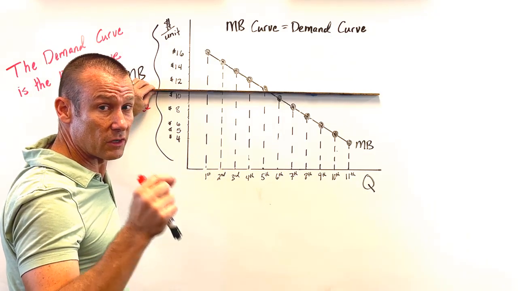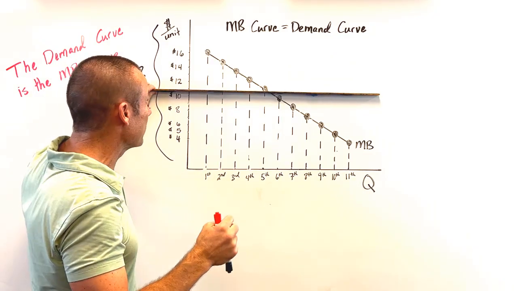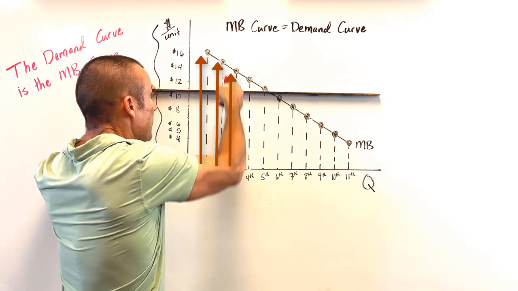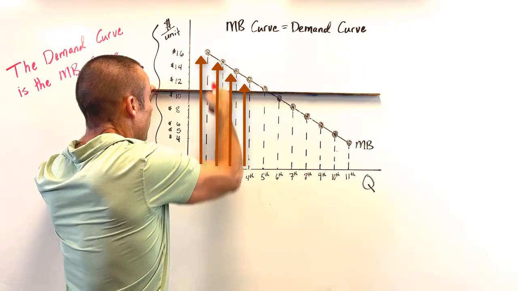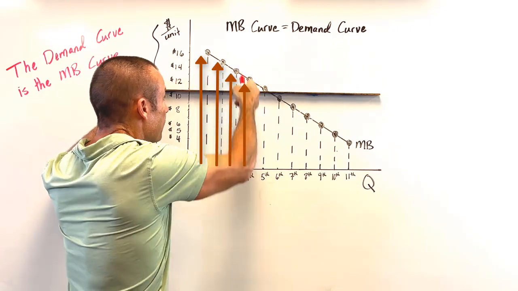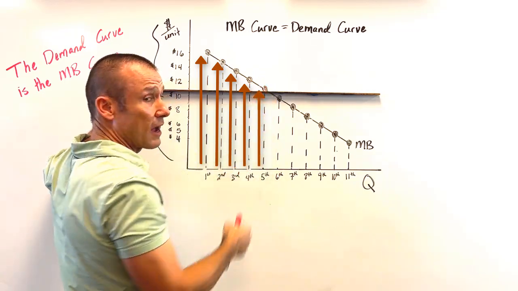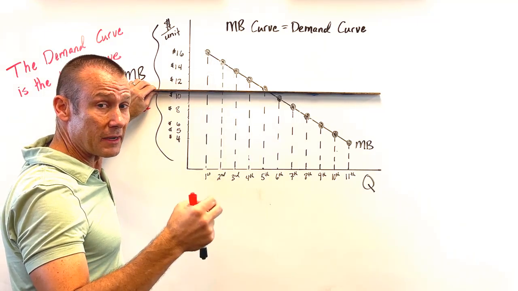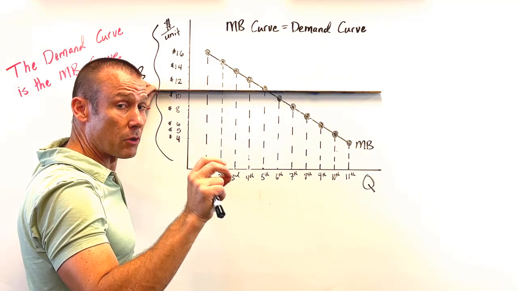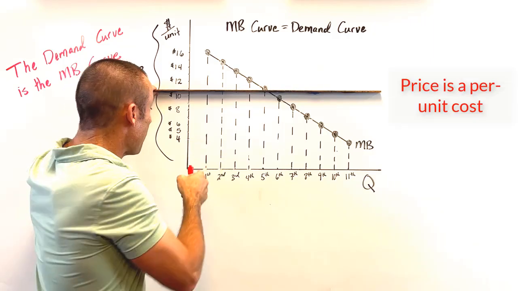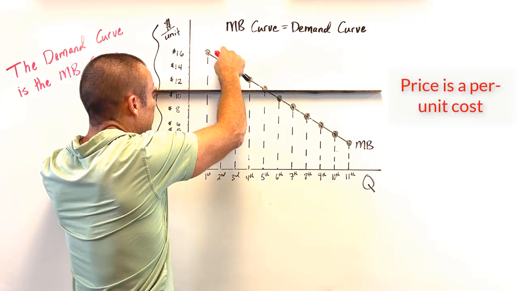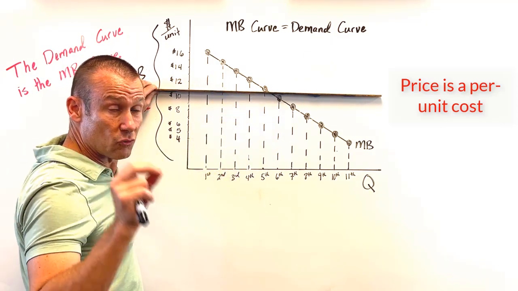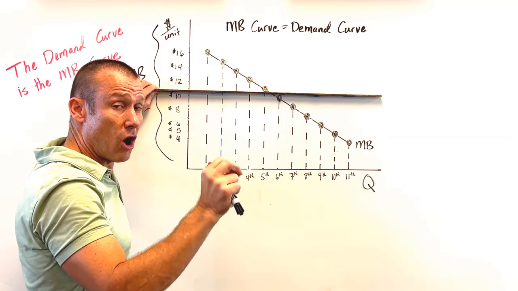How much of this good is going to be bought at that price? Well, the first good is definitely going to be bought, the second good, the third good, because look, the benefits of that first good, of the second good, of the third good, and the fourth good, and even the fifth good, guys, the benefits of those first five goods is greater than the price. And the price to the demander is a per unit cost, okay? So the per unit benefit as represented by the dots is greater than the price, which is the per unit cost to the consumer.